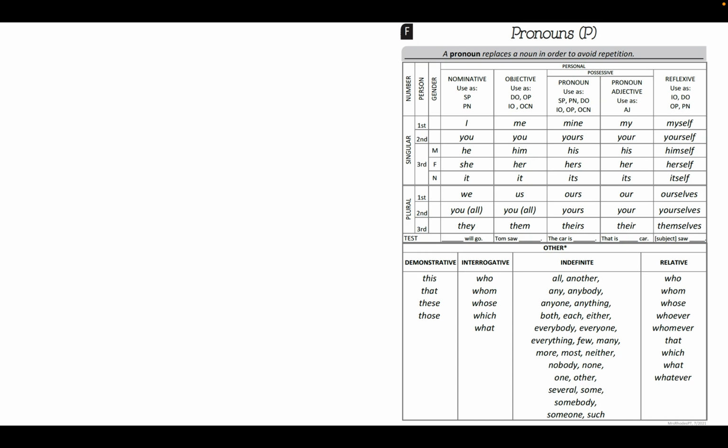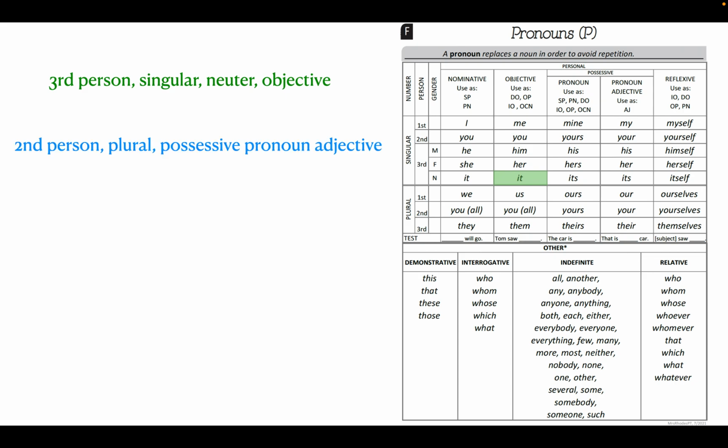All right, so pronouns are a huge and complicated group, but we use them all the time. So we are going to touch on them throughout, and we're going to do a little bit of hide and seek with chart F. So I want you to find for me what is third person, singular, neuter, objective. It. Very good. Next, we're going to find the second person, plural, possessive pronoun, adjective.